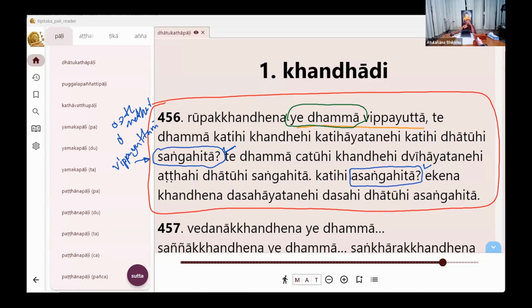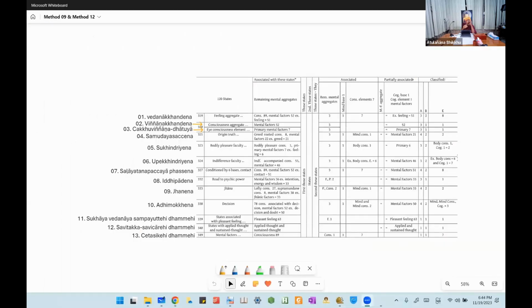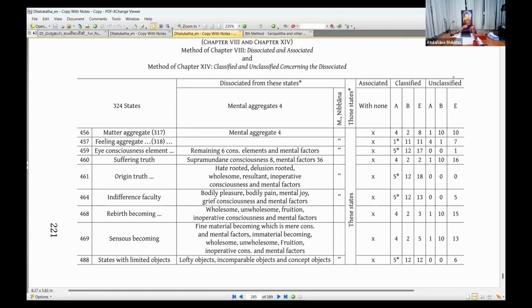Right. So we'll straight away refer to this column, classified and unclassified. Find this part, right? Classified and unclassified. This part, Sanghita and Asanghita.